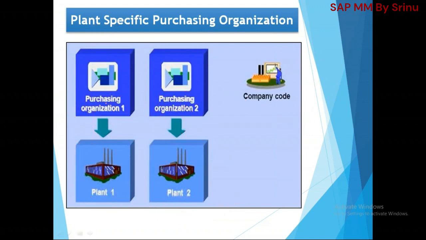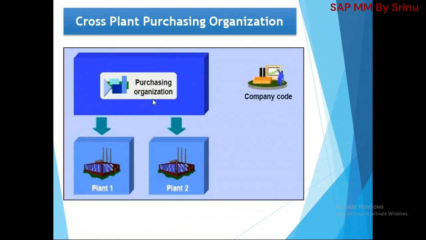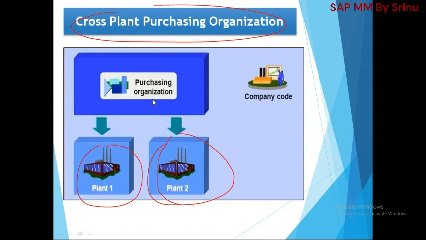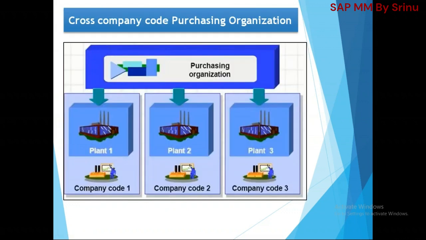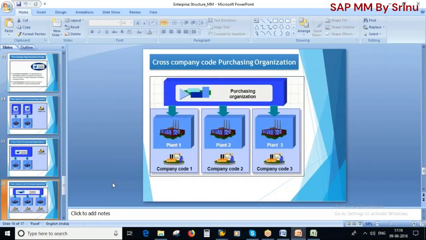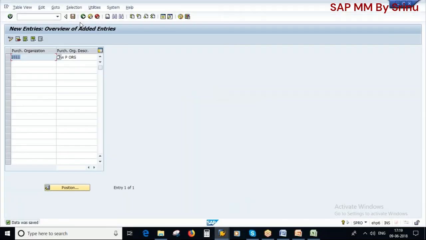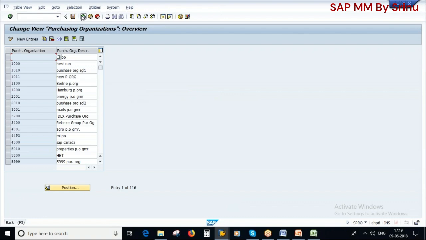Now there will be another scenario, cross plant purchasing organization. That means you have two plants, and for the two plants there is a common purchasing organization. That you will define at company code level. I'll show you where all this assignment is done. So let's go to the system, where you will do this assignment.